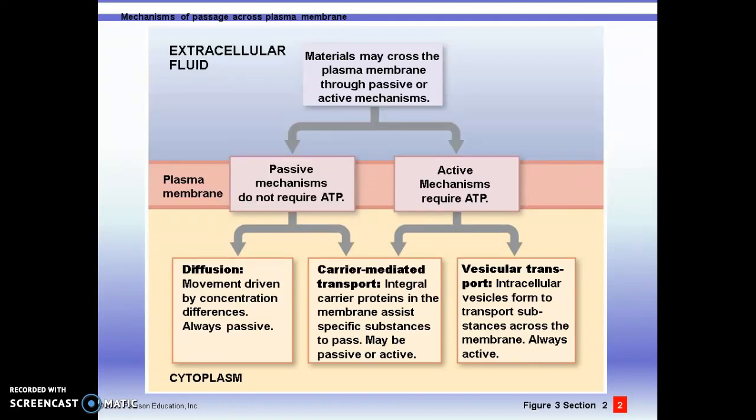Active mechanisms involve also carrier-mediated transport, that may be active, but also vesicular transport, and that is forming a vesicle, and that vesicle is going to transport the substance across the membrane.